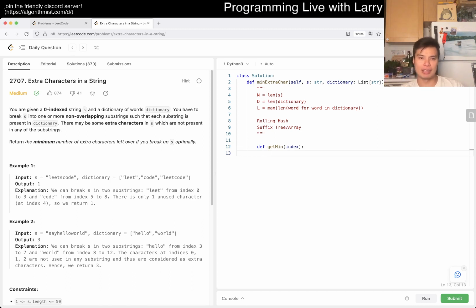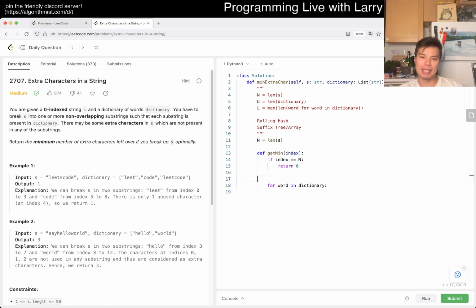cross it, right? So basically, if index is equal to n, then we return 0, because we're done with minimum characters. Otherwise, what are we doing? Right, we can look at each word. So word in dictionary.